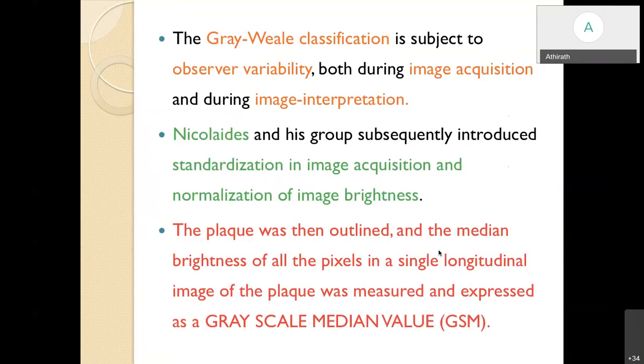Now, the problem with this Gray-Weale classification is that it is basically a subjective visual classification. Therefore, there's a high chance of observer variability, both during image acquisition and image interpretation. Therefore, Nicolaides and his group subsequently introduced standardization in the image acquisition and normalization of image brightness, leading to the concept of grayscale median value. Initially the plaque is outlined and the median brightness of all the pixels is taken in a single longitudinal image of the plaque, and it is expressed as a grayscale median value.